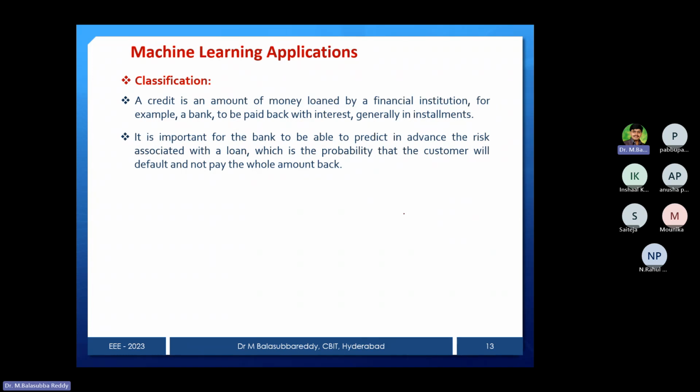So how can we identify this? With the past history of the data in the same bank, let us assume that many customers are already there. They may have taken the loans as well.